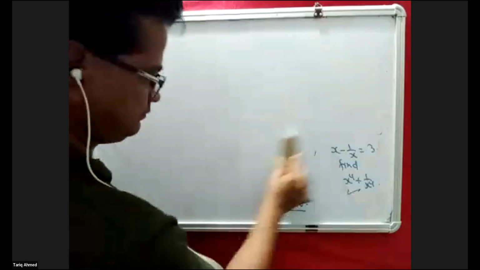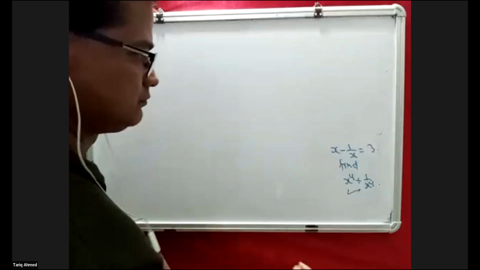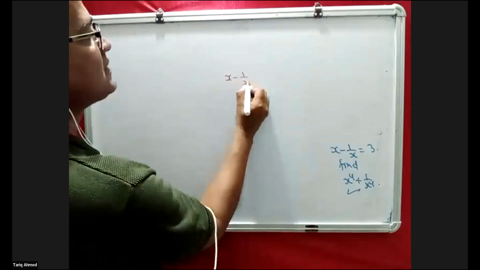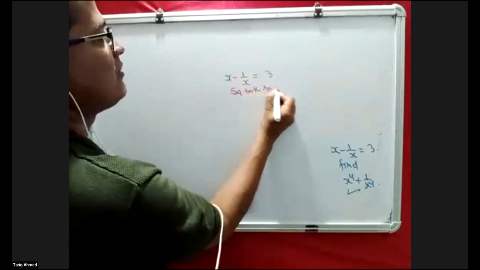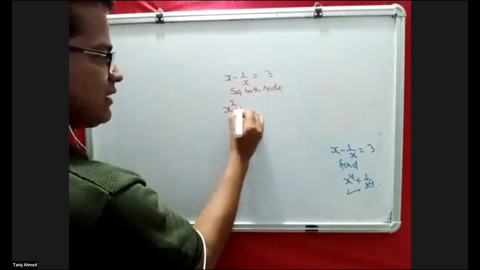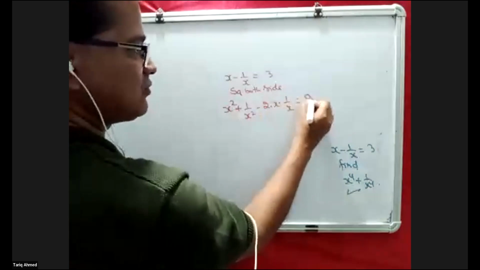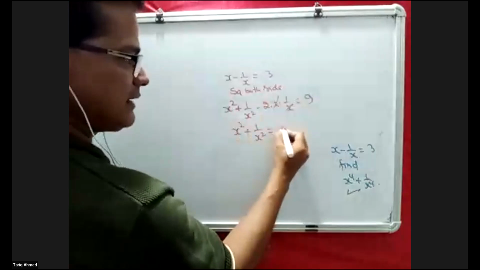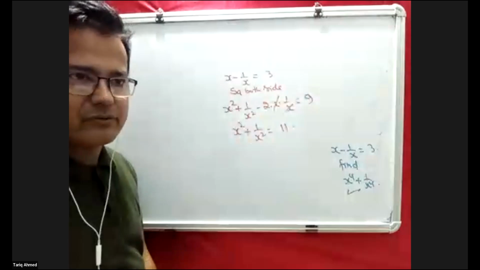What is the value of x square plus 1 by x square? x minus 1 by x is 3. Then squaring both sides, what we will get? x square plus 1 by x square minus 2ab. This is 3 square, 9. So x square plus 1 by x square will be 9 plus 2, 11. We get the value of x square plus 1 by x square.